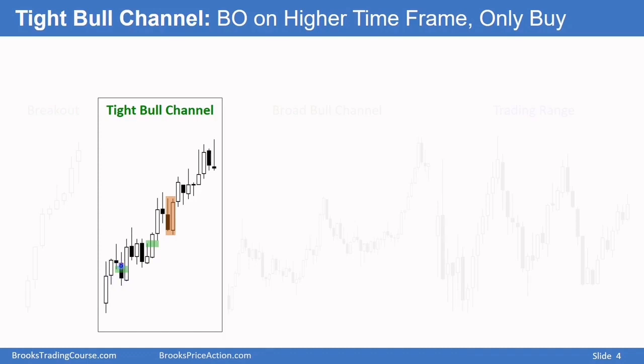The low of this bar is below the low of that bar. And there are 2, 3, 4, sometimes many pullbacks. However, the pullbacks are usually brief, 1, 2, or 3 bars. Sometimes they're simply sideways, and it's very difficult to make money selling. So just like a breakout, traders should only look to buy.